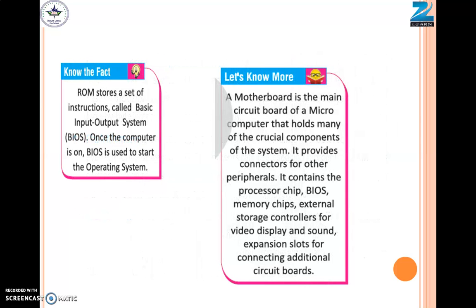Some facts are there. ROM stores a set of instructions called basic input output system. Once the computer is on, BIOS is used to start the operating system. As I said, BIOS is the first program when we boot our computer. After booting, it gives control to the operating system.